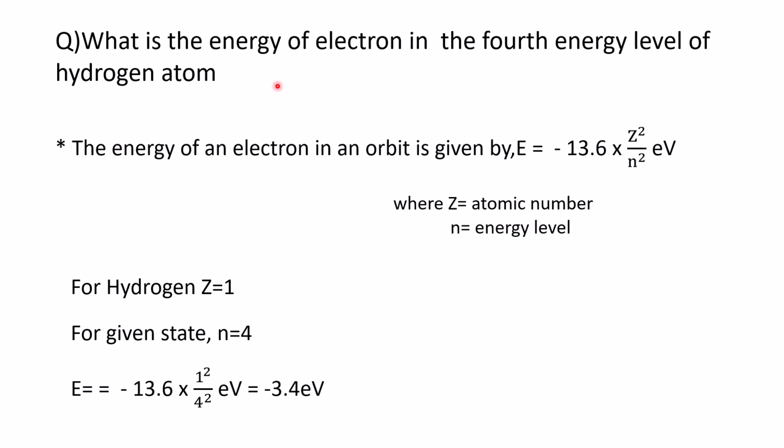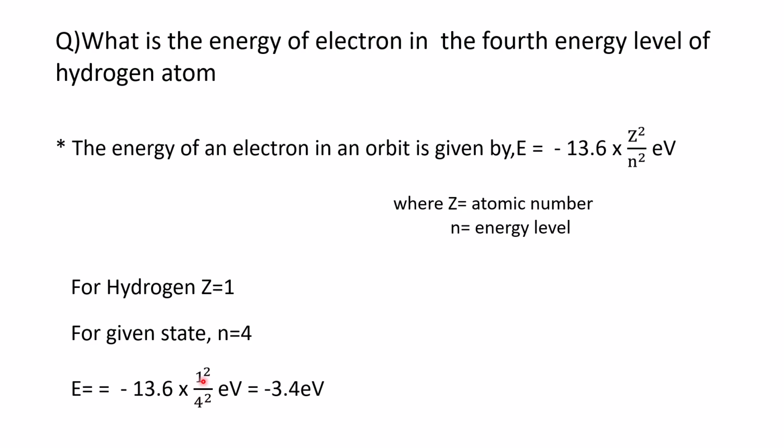What is the energy of electron in the fourth energy level of hydrogen atom? Here again we are going to use the same equation. Energy of an electron in an orbit is given by E equal to minus 13.6 into Z square by N square electron volt. For hydrogen, Z equal to 1, and it is given that the value of N is equal to 4. So we can substitute these two values in the above equation.